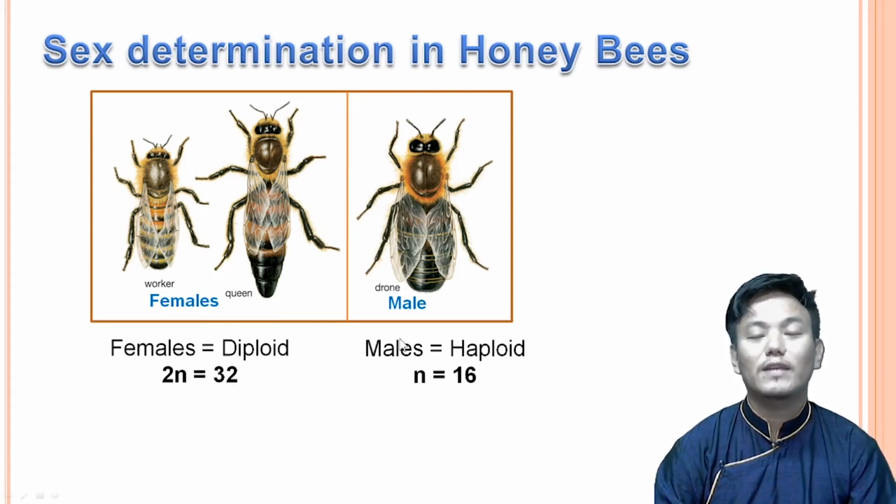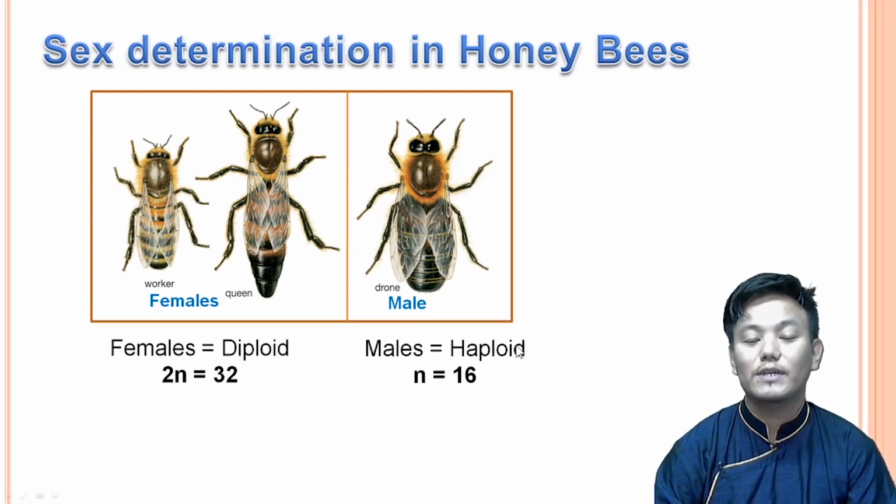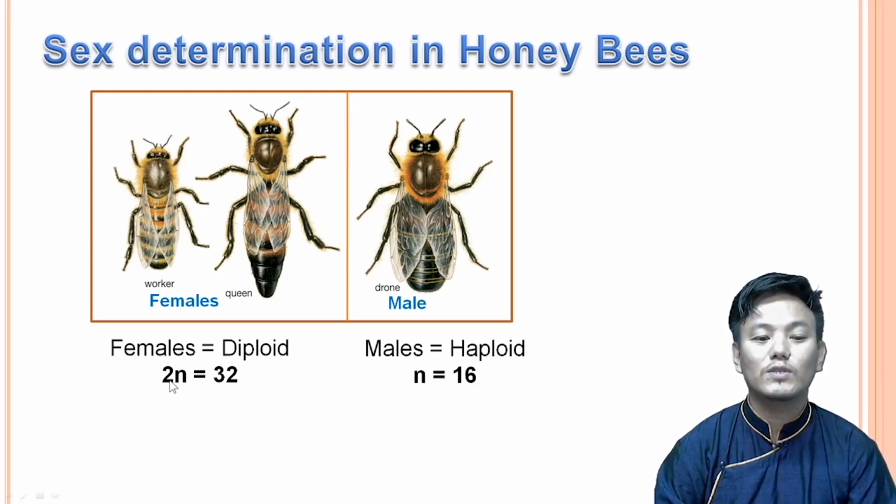Whereas the males are always haploid. Haploid stands for those cells which have one set of chromosomes. So n is equal to 16. One set is equal to 16. Here there are two sets of 16, which is 32. So the males have got 16 chromosomes and the females have got 32 chromosomes.